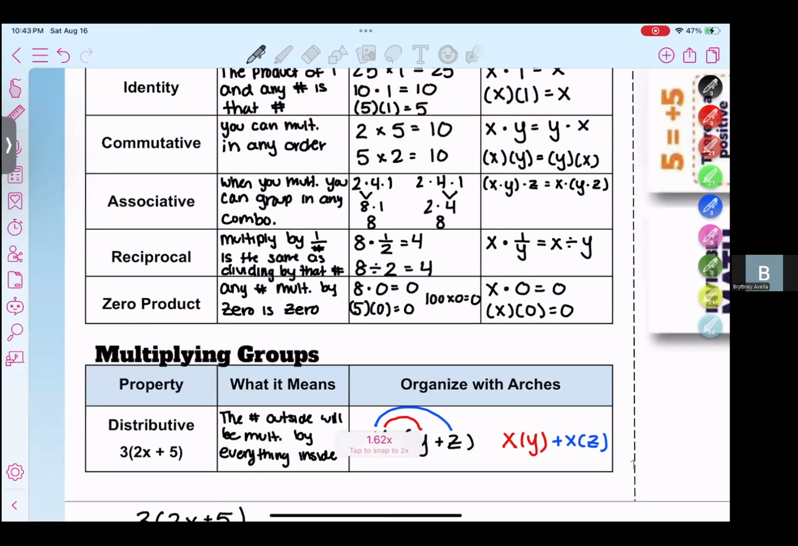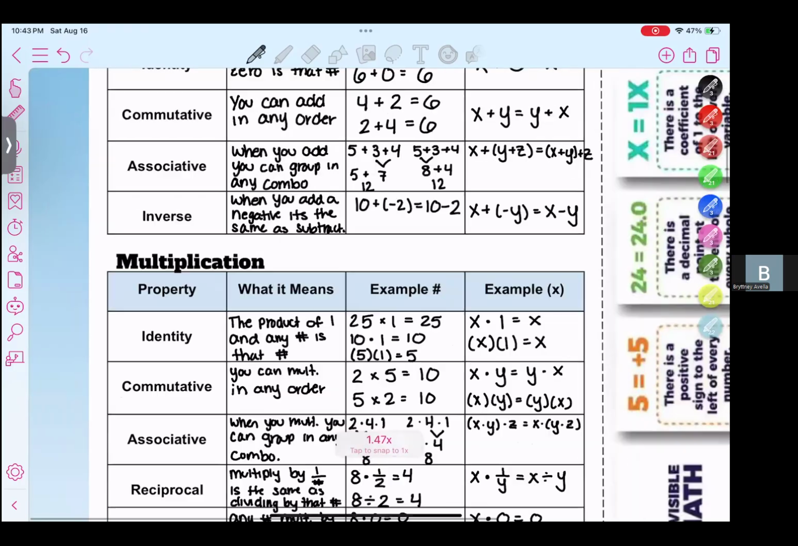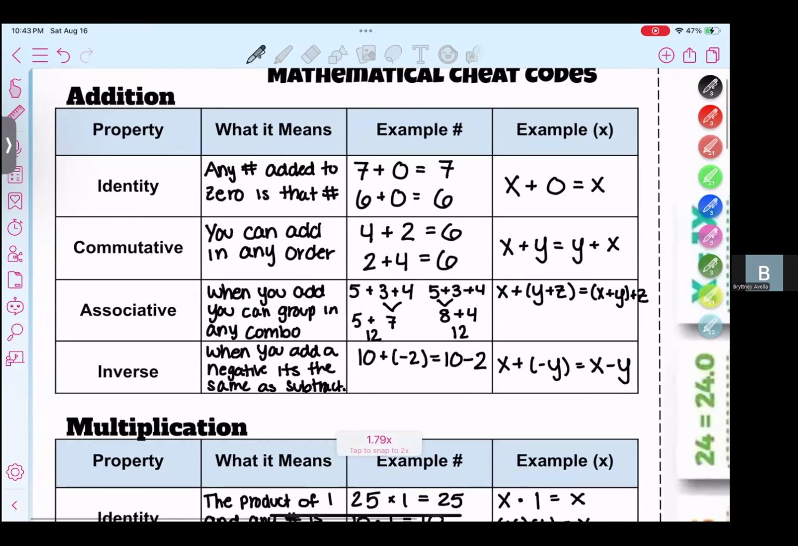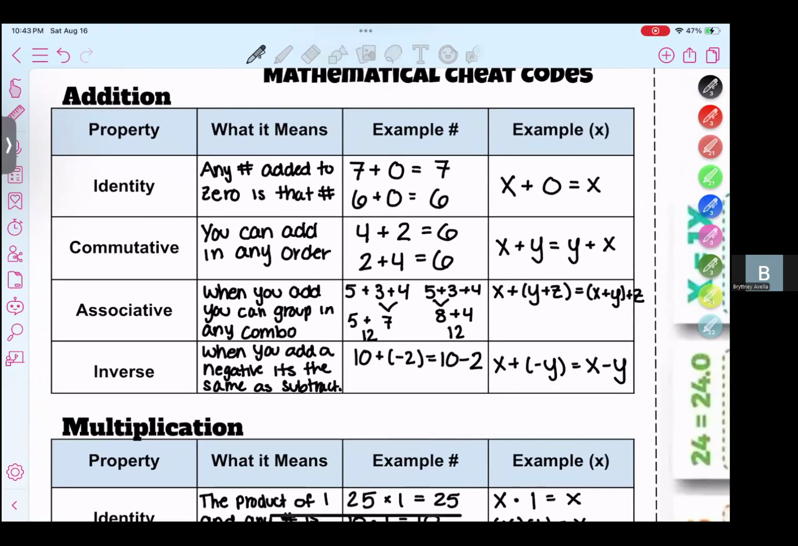So those are going to be all of your guys' cheat codes for addition and multiplication. So those should help you out throughout the rest of the lessons.